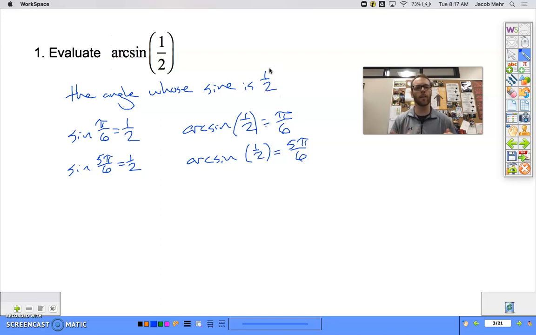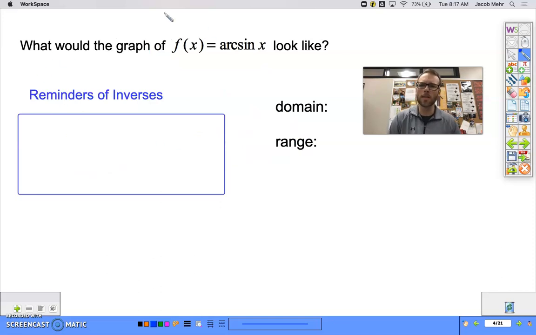So how do we handle this? You should be keying in on something right now. If there's more than one y value for each x value, this is not a function. But let's think about what the graph of f of x equals the arc sine would look like.